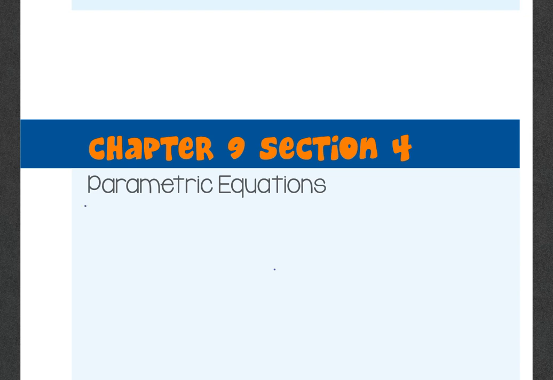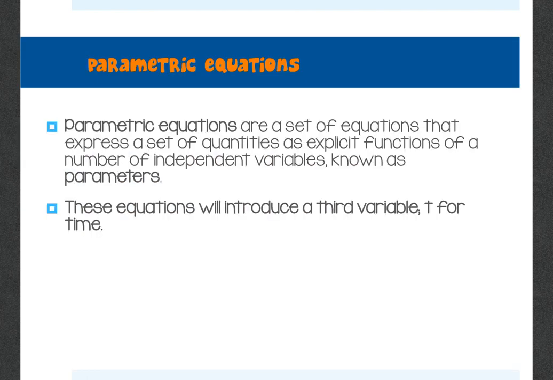So 9.4 is called parametric equations. This is one of those sections that's completely brand new. Like nobody has done parametric equations. And then we get into polar coordinates in 9.5 and polar equations in 9.6. All of that's brand new stuff, okay? It's not complicated, it's just different, that's all.